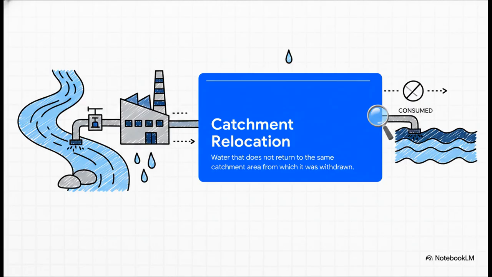Catchment relocation is officially defined as water that does not return to the same catchment area from which it was withdrawn. So the absolutely crucial point is this: if a refinery pulls fresh water from a local inland river, uses it, treats it, and then pumps it out into the sea, the standard explicitly counts that water as consumed. Why? Because as far as the local inland ecosystem and the surrounding community are concerned, that fresh water is permanently gone.